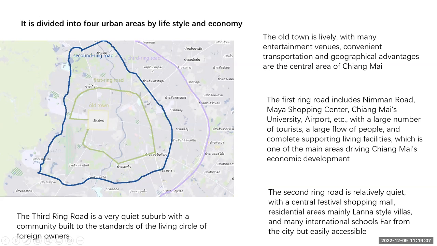The blue ones included the central festival and some of the international schools around here, and also have many Nana Stiles villas. So it's like most of the foreign people live here. So it's for the living, the villa area. And the last is the third ring road, the purple one. The purple one is the Chiang Mai place built for the foreign people's living circles and more to make some villa areas. So it's like the development about economy and life.